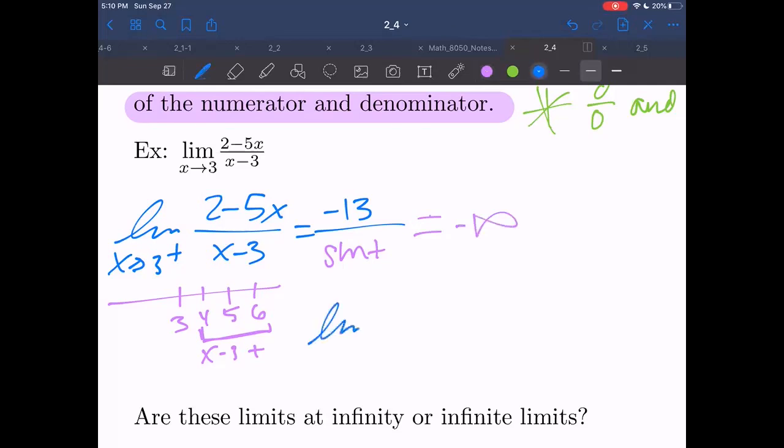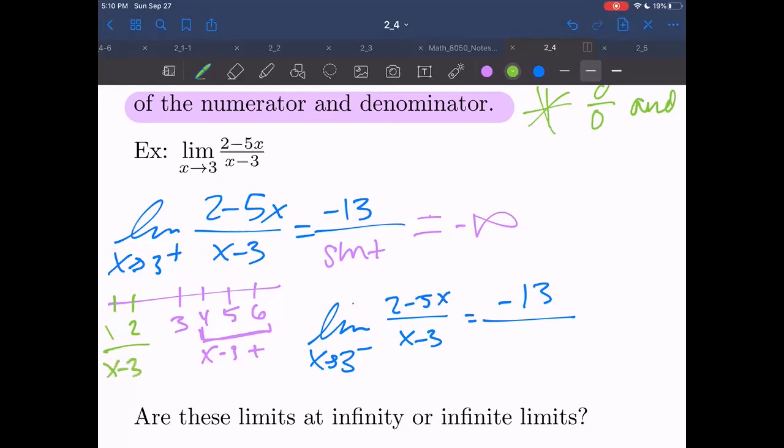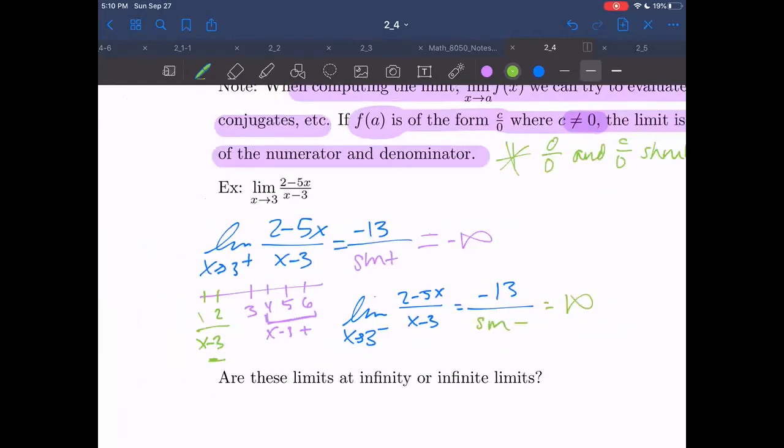All right, and I can do the same if I'm looking at the limit as x approaches 3 from the left. We still get negative 13 because we're just plugging 3 into the numerator. And then we're looking at numbers that are less than 3. If I take any of these and subtract 3 from them, I'm going to get some negative number. So negative 13 divided by some negative number is going to be positive infinity.